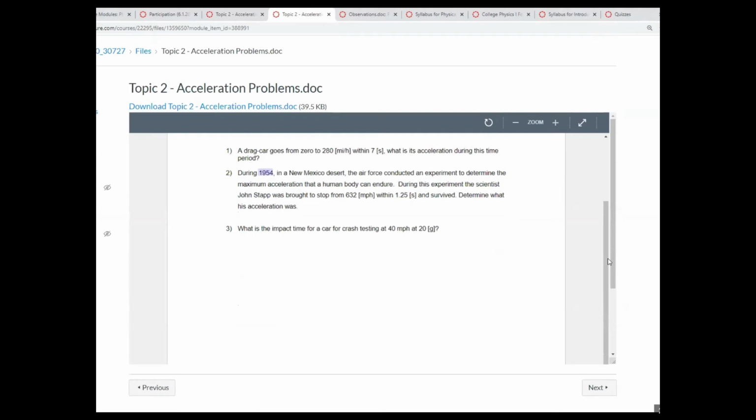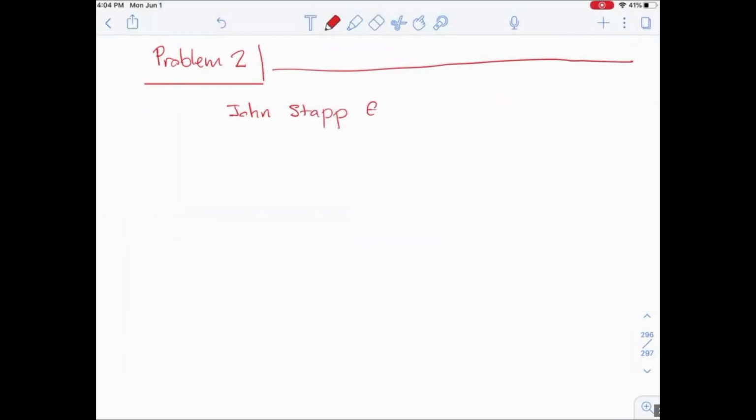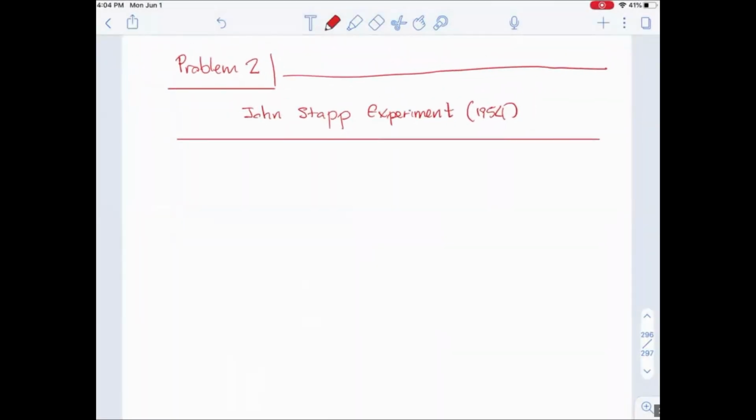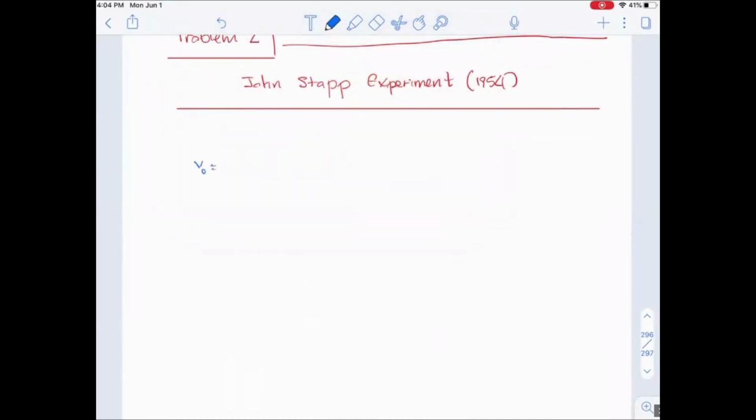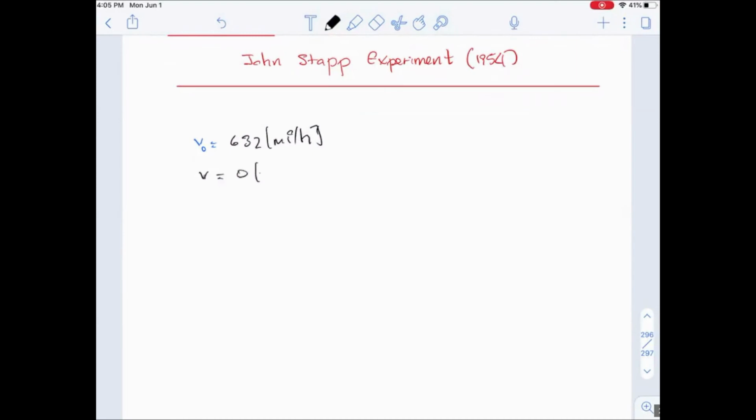So this is being done in 1954. He was brought to a stop from 632 miles per hour. All right, so the John Stapp experiment, 1954. He was initially going at 632 miles per hour, and he was brought to a stop within 1.4 seconds. So what was his acceleration expressed in terms of G's?